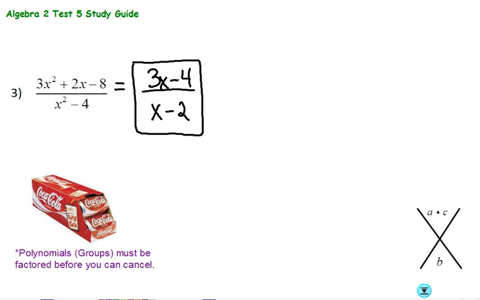All right, so let's see what you got for number 3 on the right side. Should have got 3x minus 4 over x minus 2. So again, same deal. If you got it right, let's move on. If you didn't get it right, try to figure it out first on your own. Then if not, ask for help.